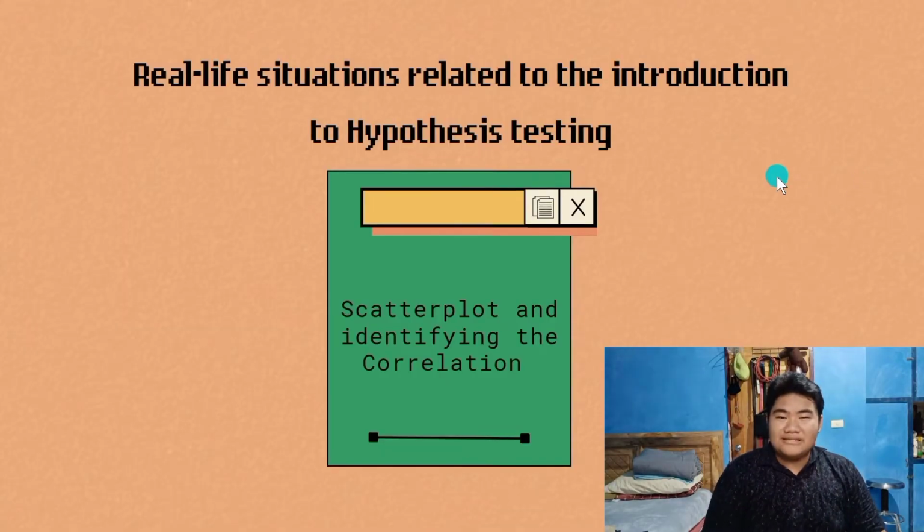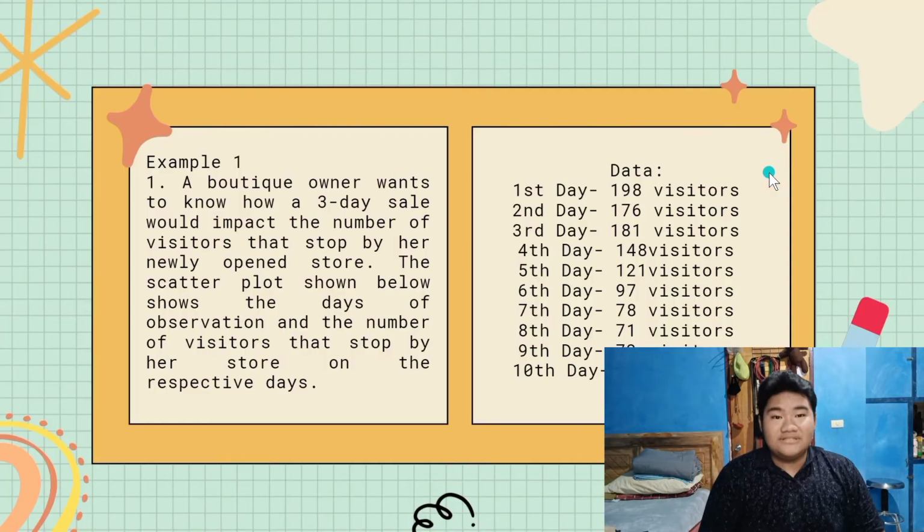If you were to ask what is a scatterplot, it is a graph that models the relationship between one or two variables. First example, a boutique owner wants to know how a 3-day sale would impact the number of visitors that stop by her newly opened store.